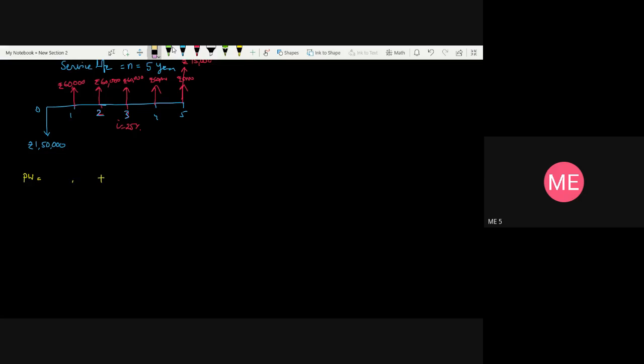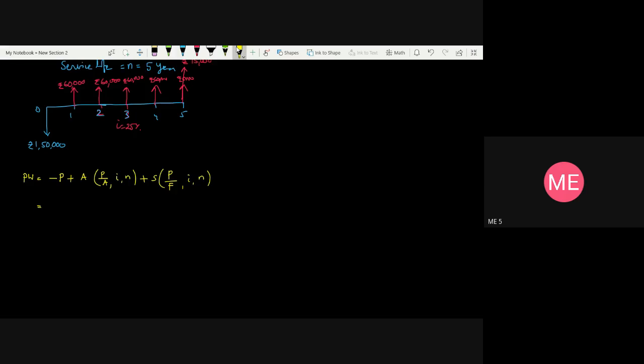Yeah. So we use the formula here: minus P plus A is given. We are calculating the P by A, comma I, comma N, and the salvage value is also there. For the salvage value, you are calculating the P by F, comma I, comma N. So this is the present worth equation.